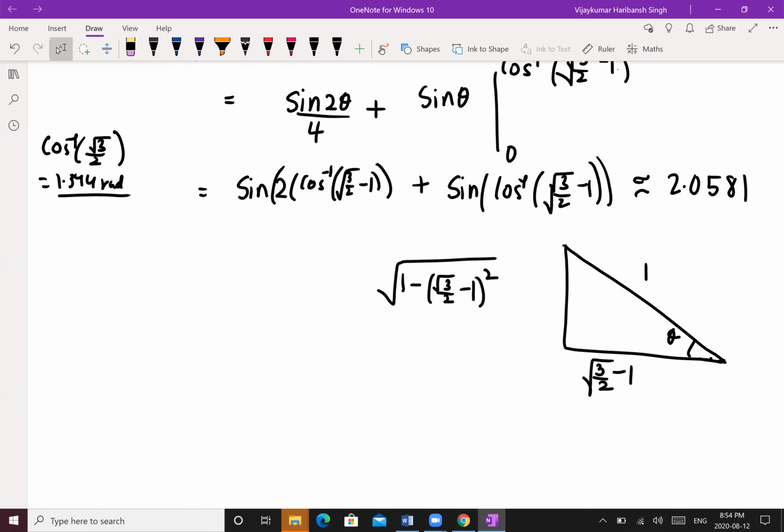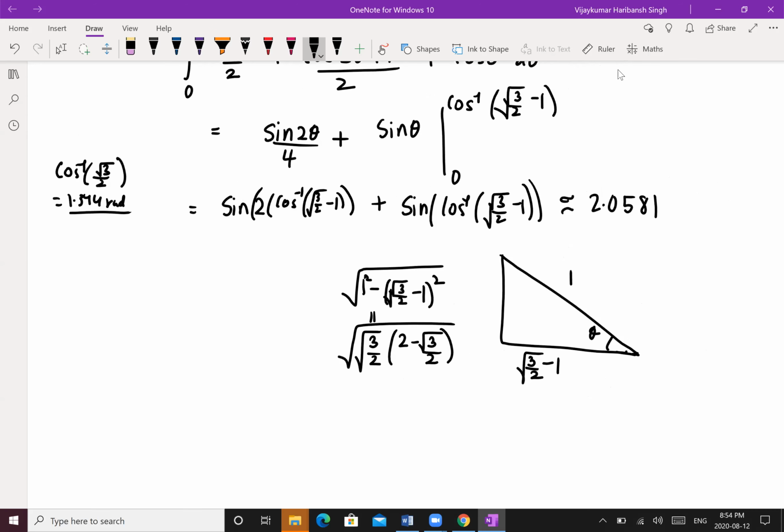If you want to simplify this, a square minus b square is a plus b times a minus b. So a plus b is going to be root 3 by 2, and a minus b is going to be 1 minus of minus, which will make it plus, so plus 2 minus root 3 by 2, and then the square root of this whole thing. So you can do it that way, or you can basically use your calculator to finish this problem off.